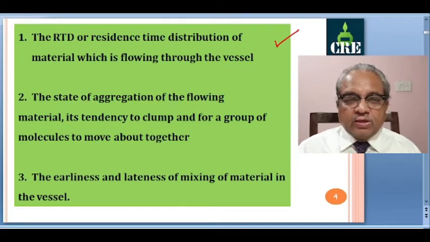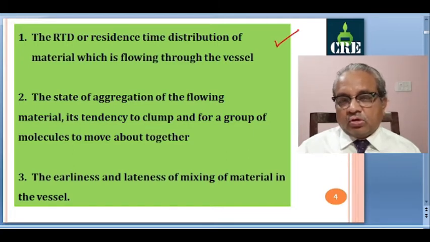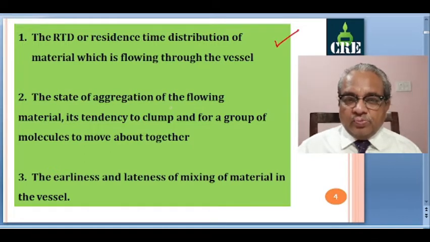The state of aggregation of flowing material, that is tendency to come together, form a group, tendency to clump, a group of molecules will live together. So once the group of molecules is formed and it is living together, we don't know if a fresh new molecule has grouped with molecules of more age, which have arrived in the reactor earlier. So then there will be mismatch and there will be problem. They will not spend exactly same amount of time in the reactor. So space time is not same.